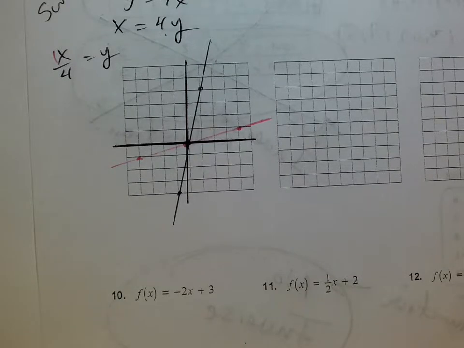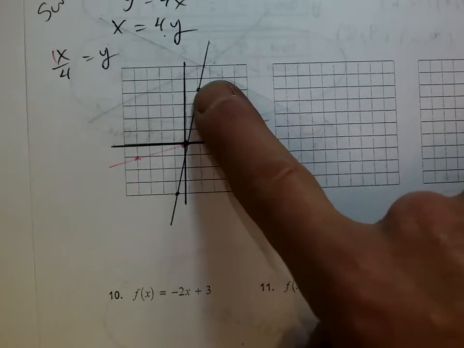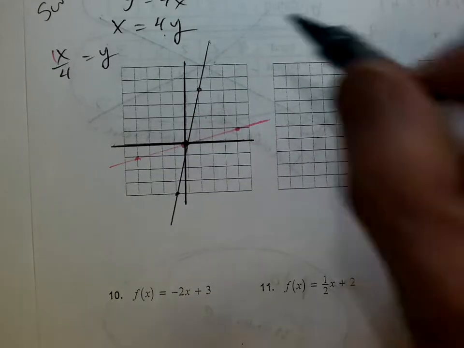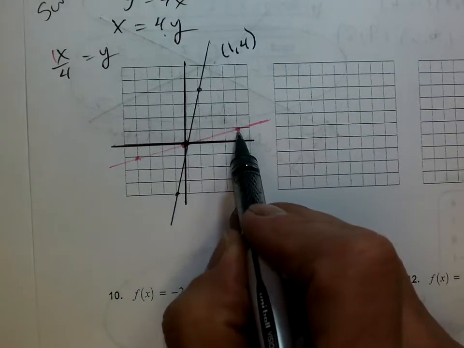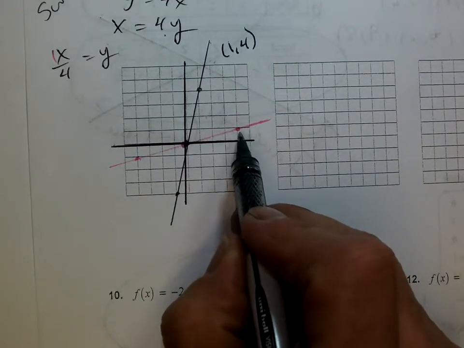Take the points. The other way to get this pink line is take the points. I got a point at 1, 4, don't I? So if I've got a point at 1, 4, if I switch 1, 4, what do I get? 4, 1. There it is, right?